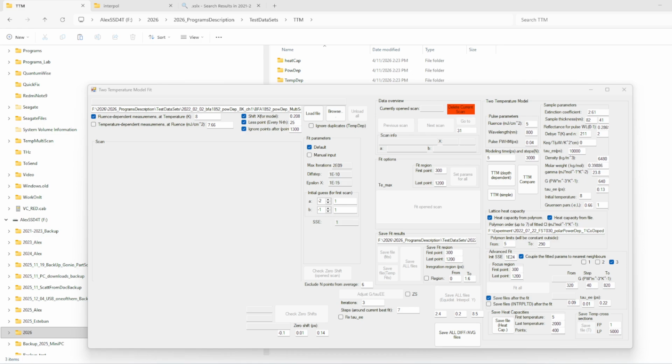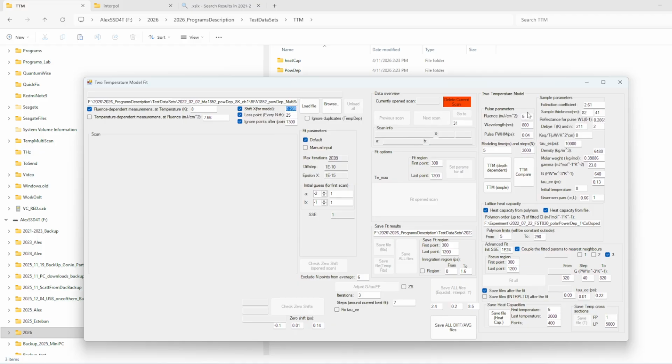In this video, I will explain all the necessary parameters for two temperature model fit, the prerequisites, starting from the parameters that should be typed in the program. For fitting, you need to put the pulse parameters.